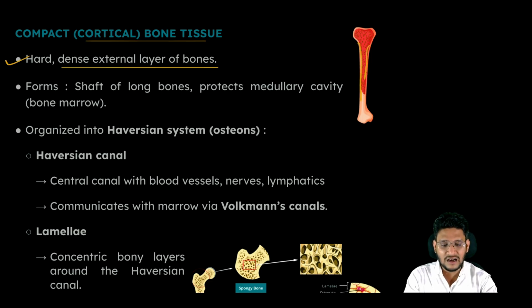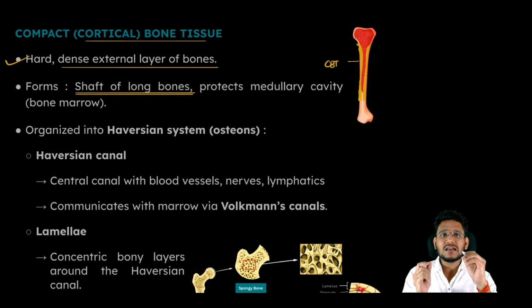This is the external hard dense layer of bone, and this is called compact bone tissue. This cortical bone tissue, this compact bone tissue, will form the shaft of long bones. This is the shaft of long bones, and this is composed of cortical bone.